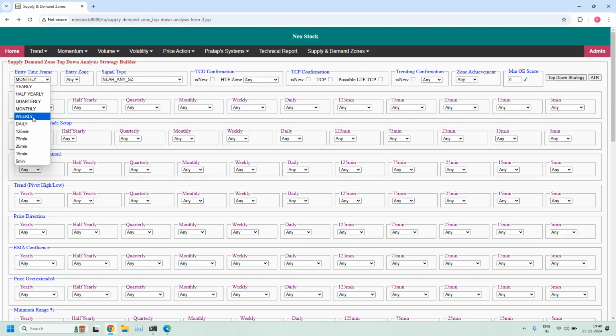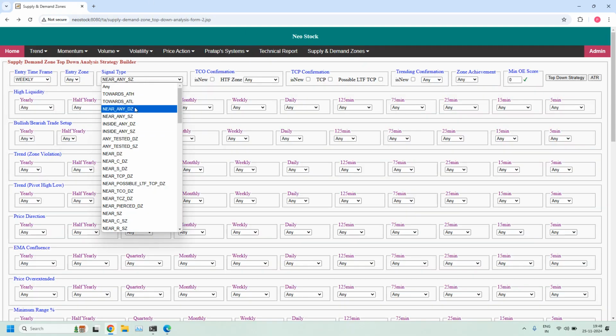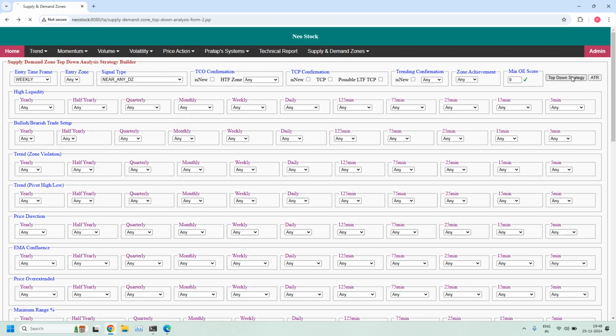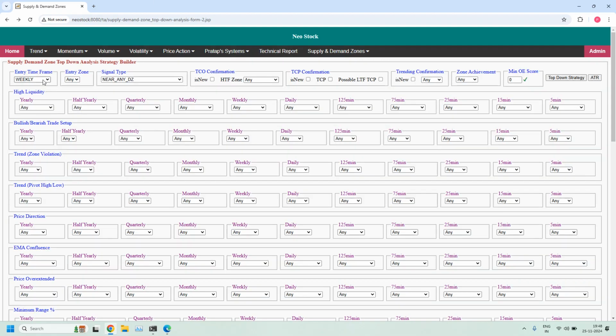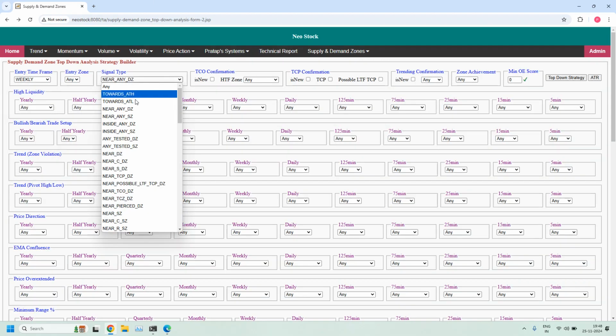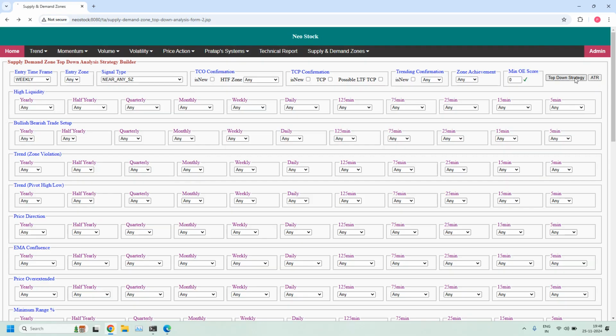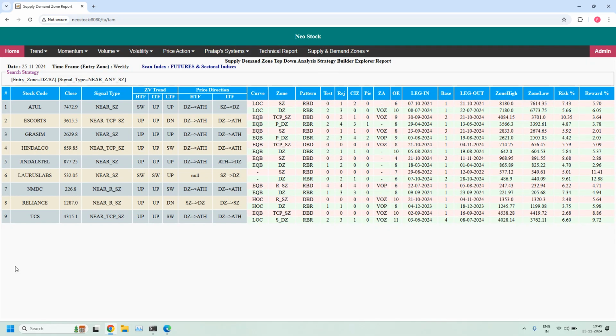Next time frame is weekly. Stocks near weekly demand zone. 10 stocks are filtered. Next, weekly time frame. Stocks near weekly supply zone. 9 stocks are filtered.